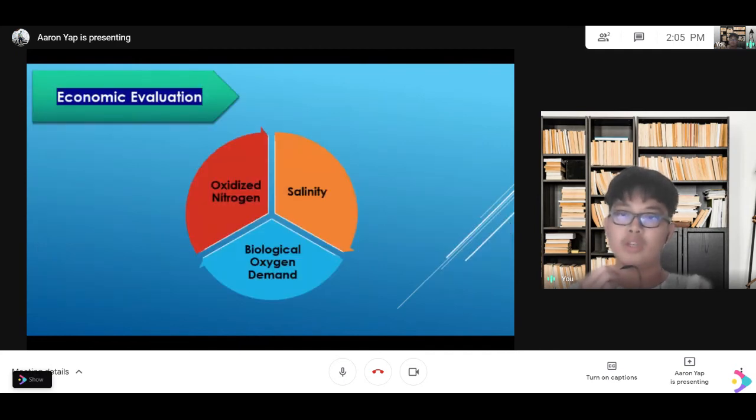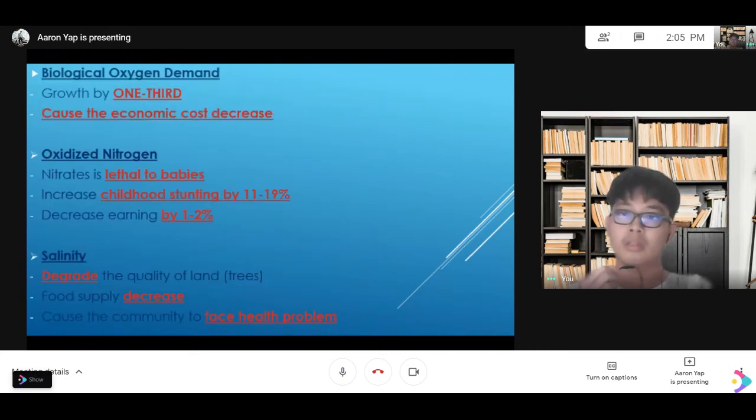For economic evaluation, there are three: oxidized nitrogen, salinity, and biological oxygen demand. Biological oxygen demand can drop by 1/3 and it can cause the economic cost to decrease. Secondly, oxidized nitrogen is a type of nitrate that is lethal to babies and this nitrogen increases childhood stunting by 11 to 19%. It can also decrease the earnings of water businesses by 1 to 2%.